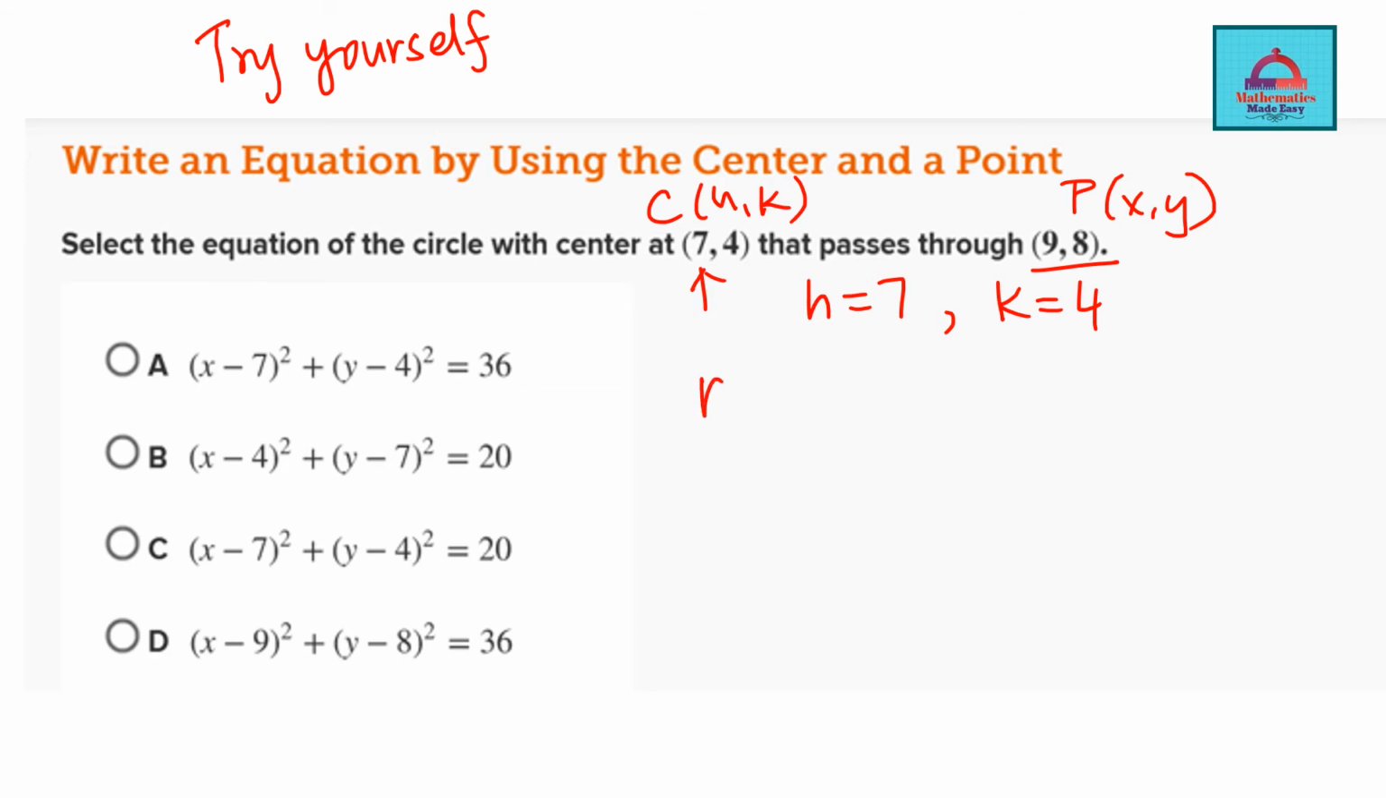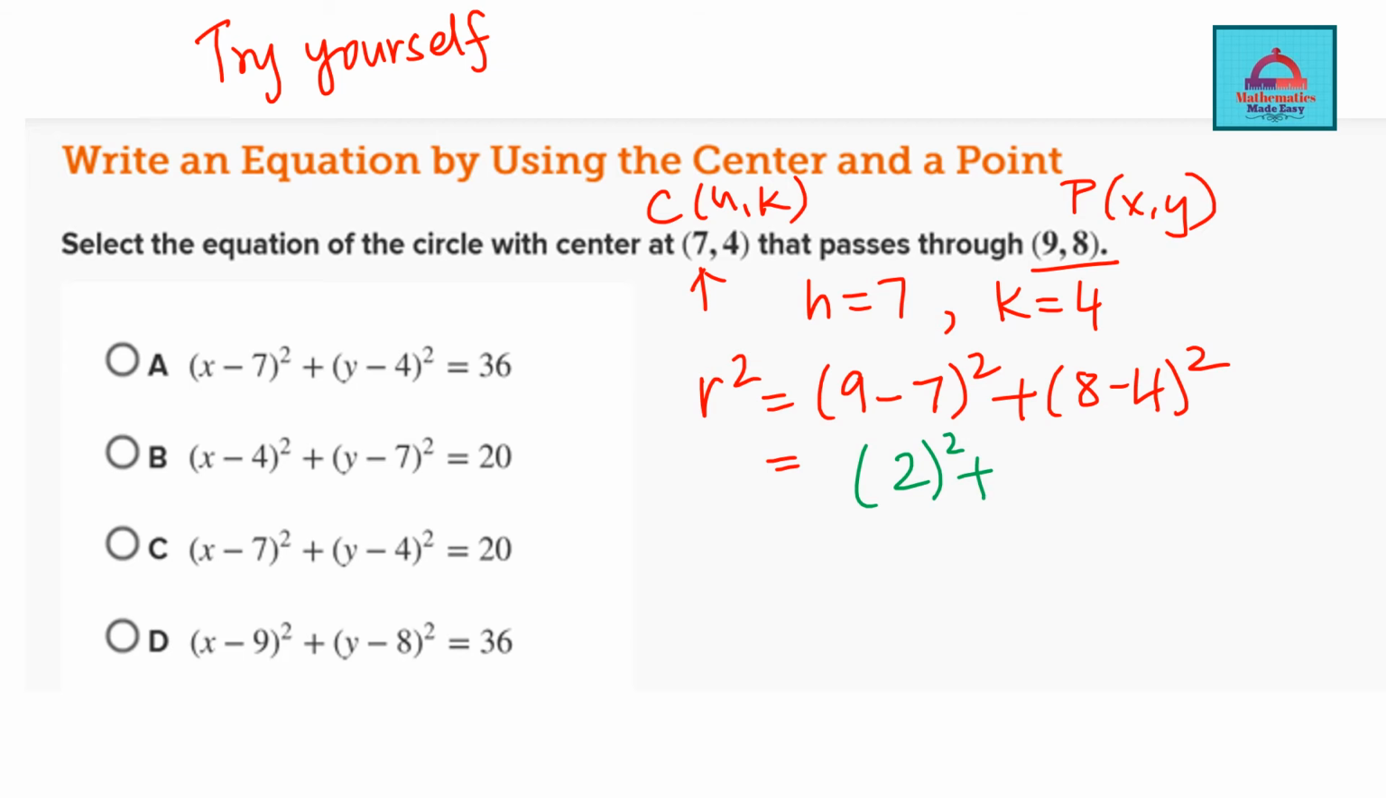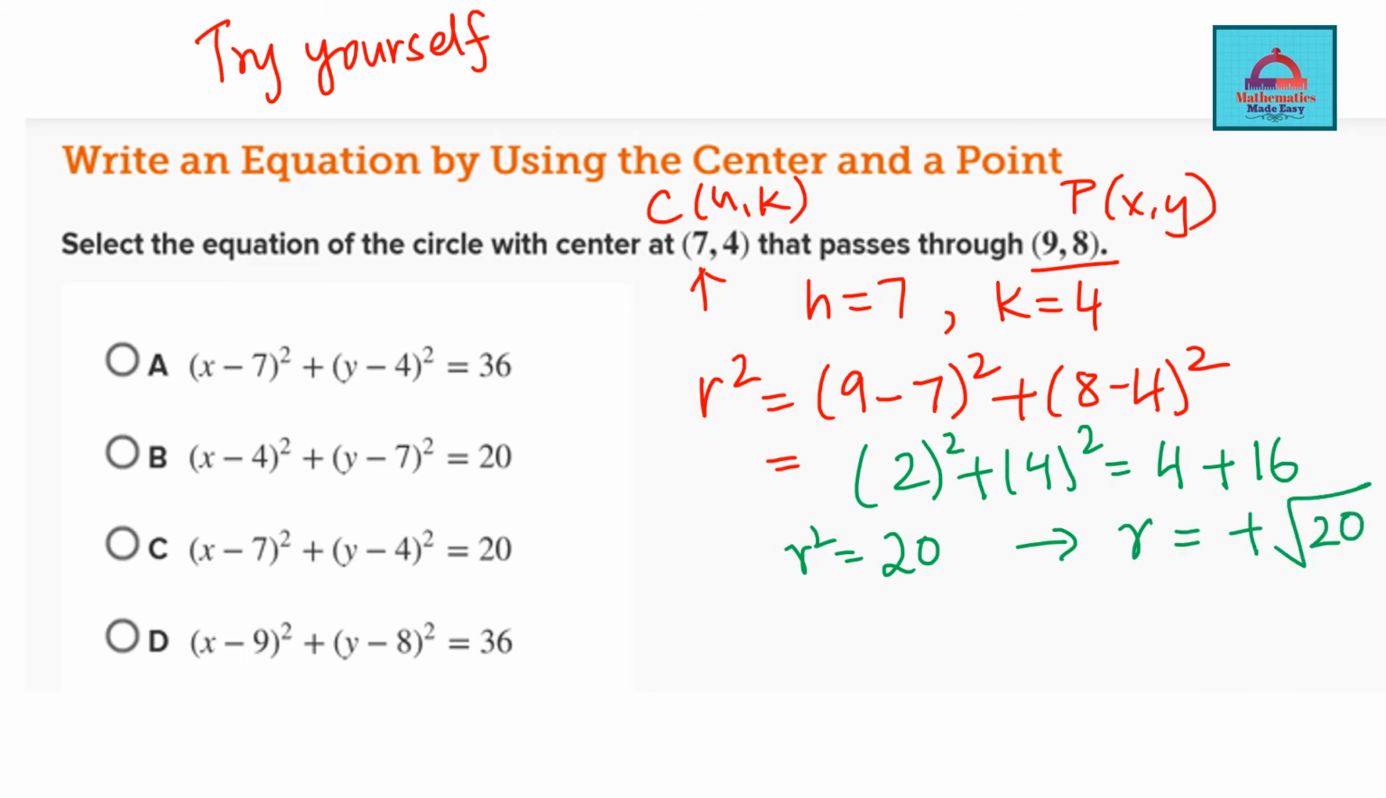So let's find the radius as equal to the difference of these 2 points. So 9 minus 7 whole square plus 8 minus 4 whole square. So this is coming from the first step of example 1 that we had done today. So 9 minus 7 is 2 square plus this is 4 square. So 2 square is 4, 4 square is 16. So your r square is 20. But what do you need? You just need the radius. So it is going to be the positive square root of 20.